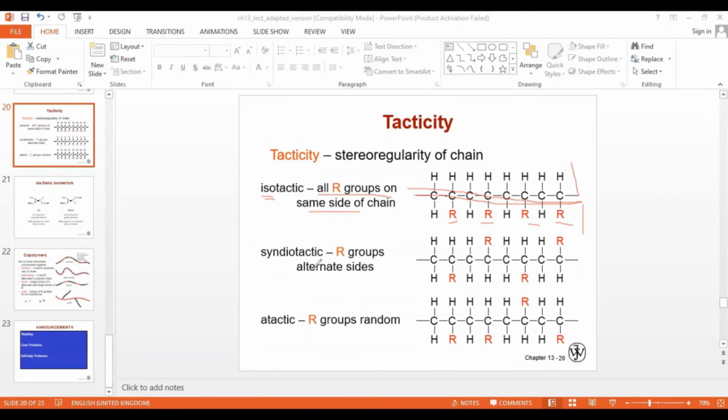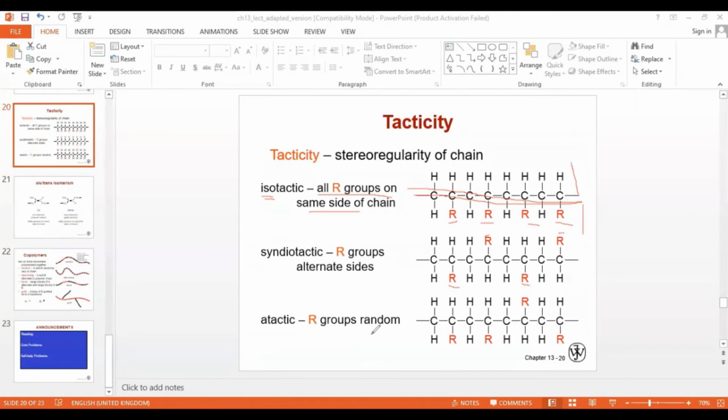If R groups are all on alternate sides, so one is here, another is here, the third is here, the next is here, right? If it is like this, it is known as syndiotactic. Syndiotactic: R groups are on the alternate sides of the chain. All right. Then I have atactic. R groups are random, right? So this does not have any regular pattern for these R groups.